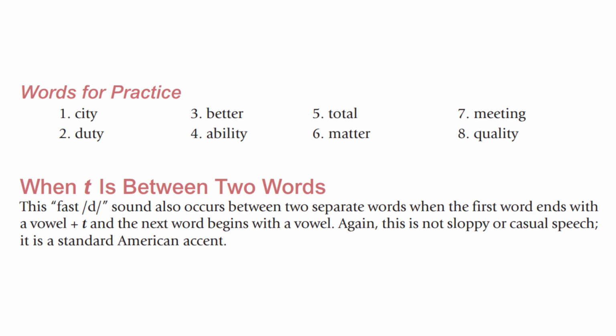When T is between two words. This fast D also occurs between two separate words when the first word ends with a vowel and a T, and the next word begins with a vowel. For example, not at all sounds like not at all. Again, this is not sloppy or casual speech. It is a standard American accent.